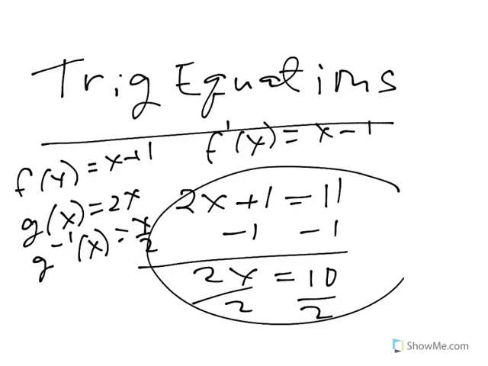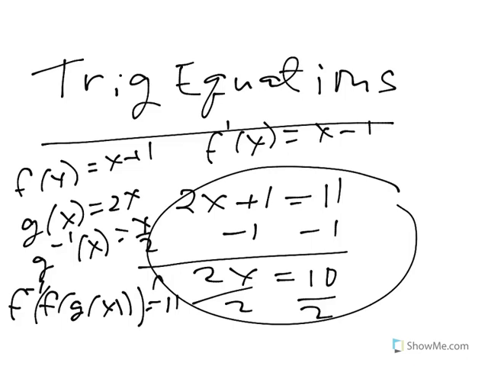So this entire equation is kind of like f of g of x equals 11. And then we do f inverse of both sides, and the f inverses kind of cancel each other out. We get g of x equals f inverse of 11, which is 10.